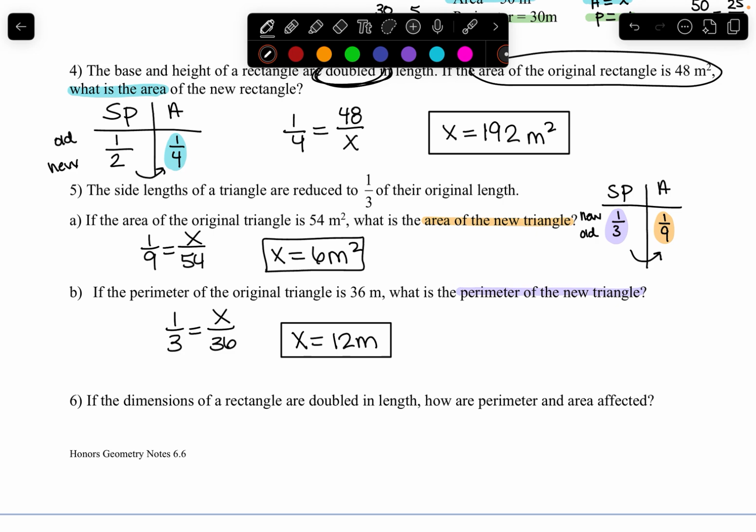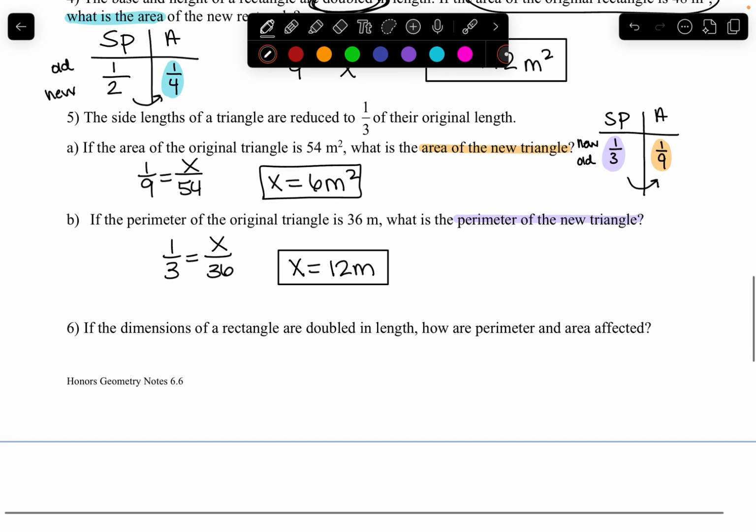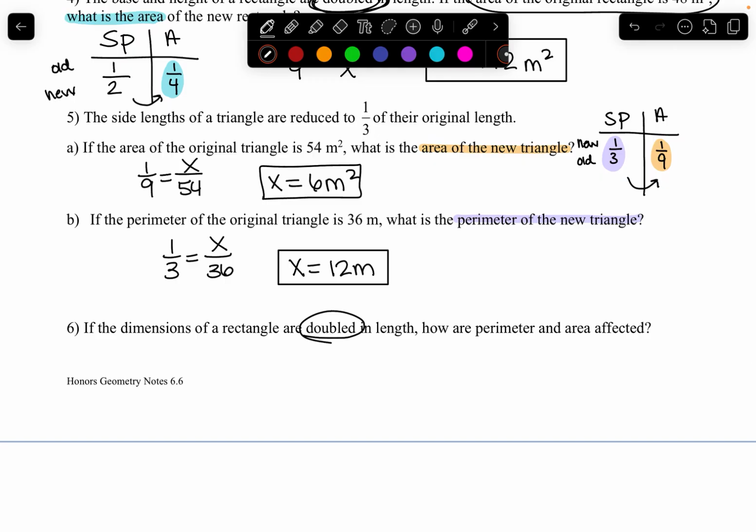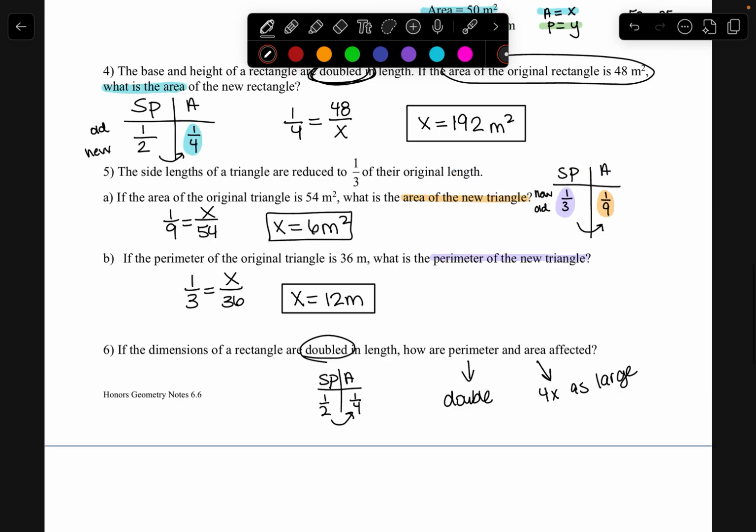And then lastly, it says if the dimensions of a rectangle are doubled in length, how are perimeter and area affected? So if you are doubling in length, that means that you are going from a 1 to 2 ratio, and so your area will become a 1 to 4 ratio. So it says how are perimeter and area affected? Well, your perimeter will also double, because whatever happens to your side lengths or your dimensions, your perimeter does the same thing. And then your area would be 4 times as large. And we just get that information from the SPA chart itself, okay?